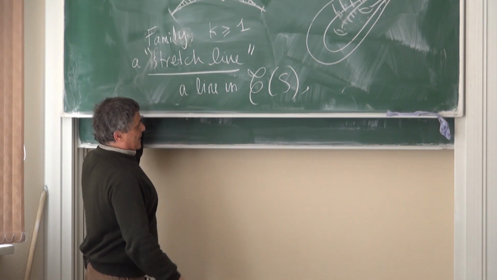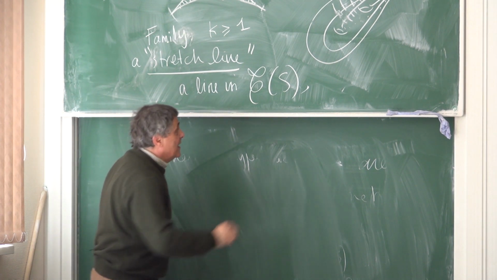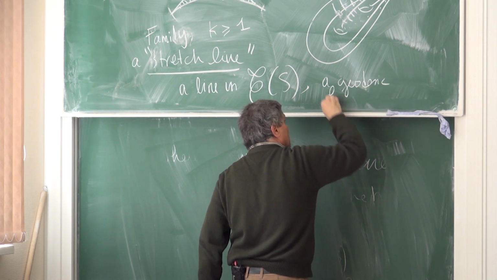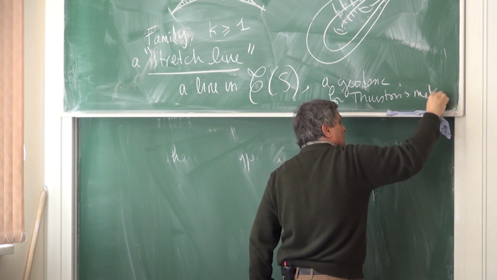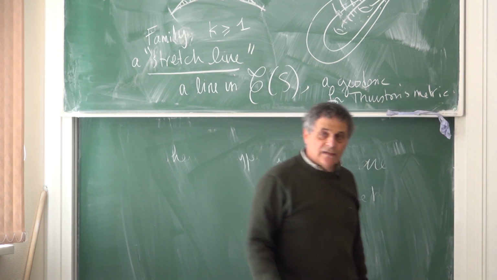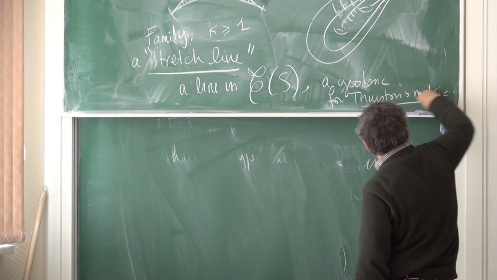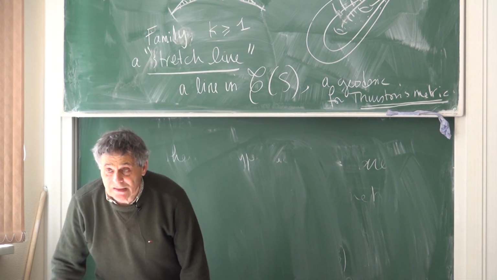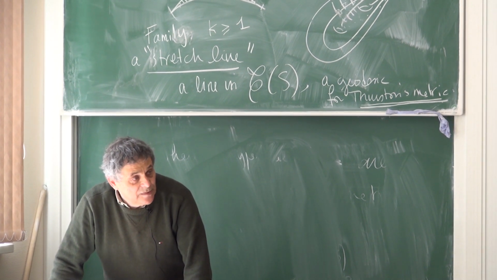And this is a line which is a geodesic for Thurston's metric, provided we define it correctly. This is one result. I'm not proving this; we shall see this later. So the first thing that we know about this metric is that it exists, and I can describe some geodesics for this metric.